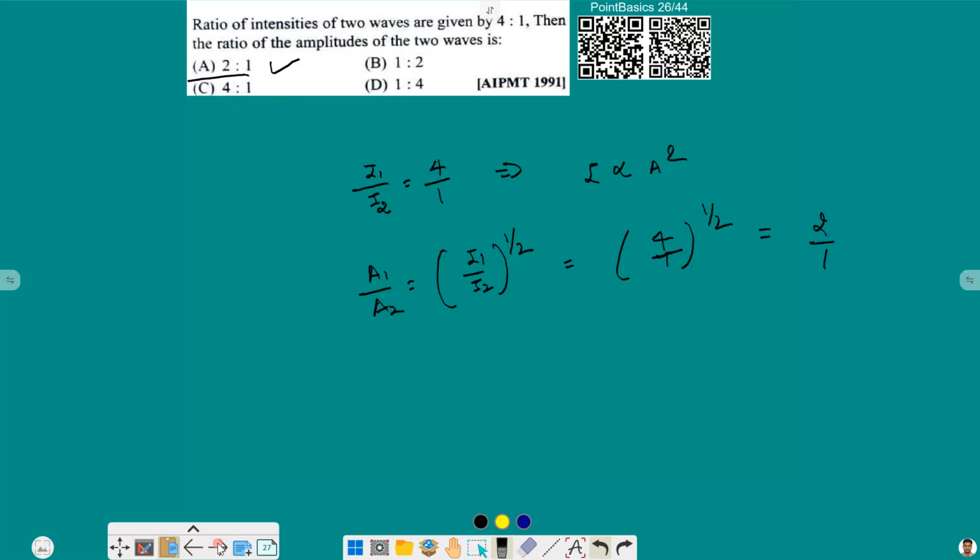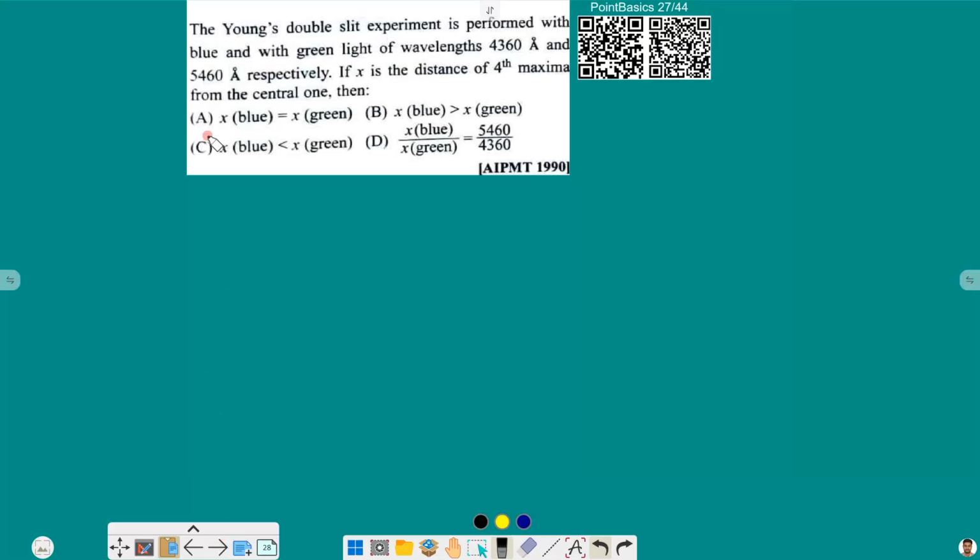Now in the next one, the Young's double slit experiment is performed with the blue and green light of wavelength 4306 angstrom and 5460 angstrom respectively. If x is the distance of fourth maxima from the central one, then we have to find out a relation between them.